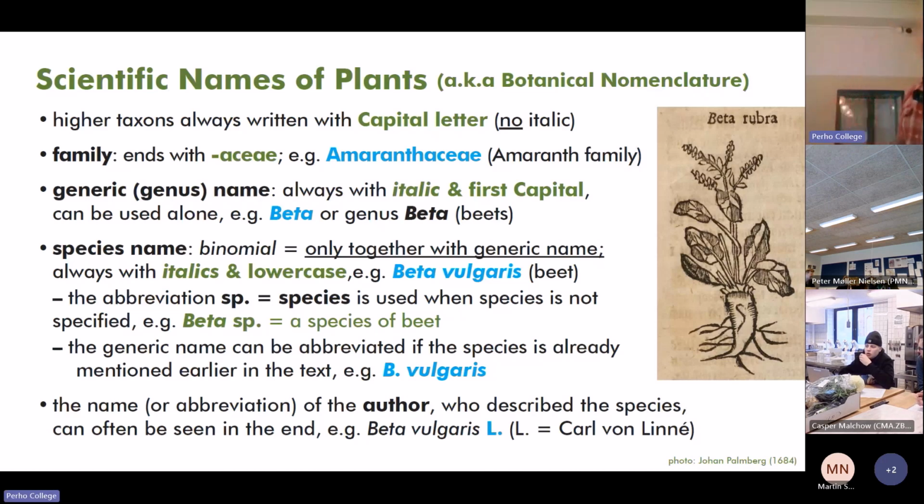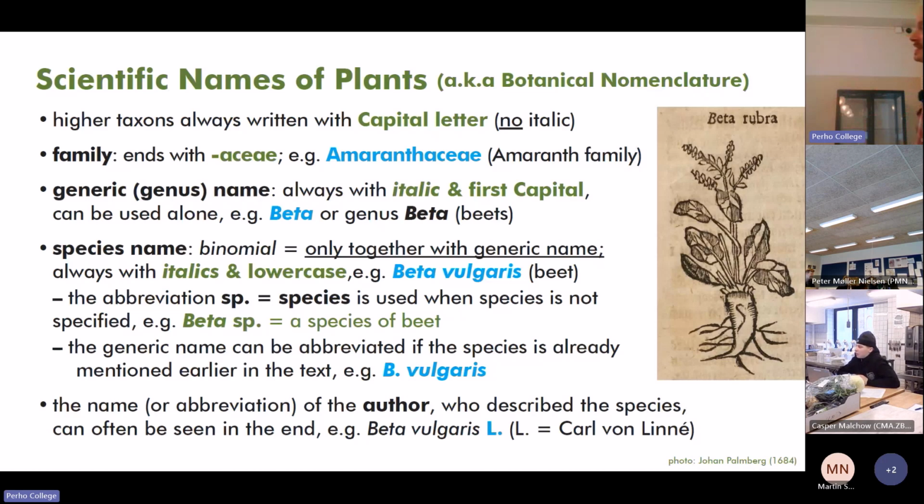So higher taxons are always written with a capital first letter and not with italic. For example, family. Family, in plants, I would say, is the third most important taxonomic rank after species and genus. And the others are not so interesting. But if you know in which family a plant belongs, it tells you a lot about it already.